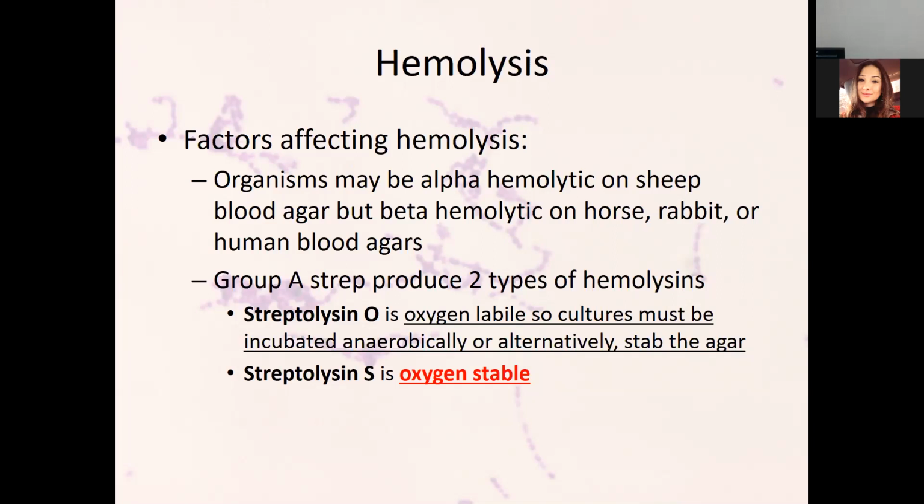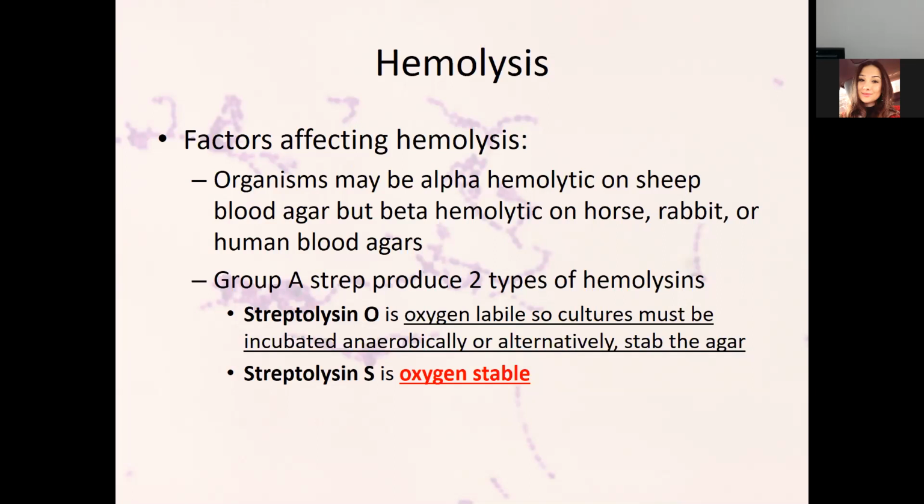So we can pull out what? We can pull out our handy dandy little info slip and we can see where the blood came from that was added to the agar plate. All right. But that's weird, right? We get alpha here on sheep, but we get beta on horse and rabbit. Group A strep, right? That's where we are in.